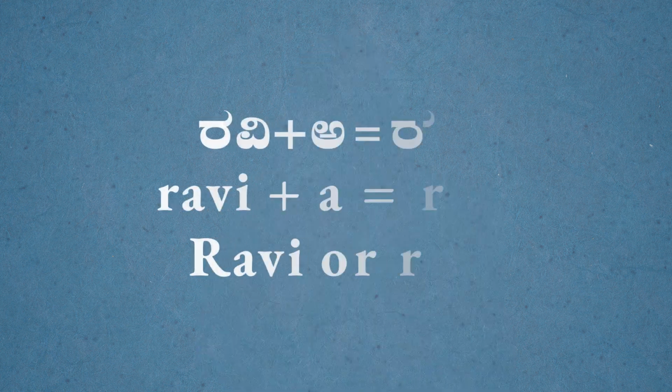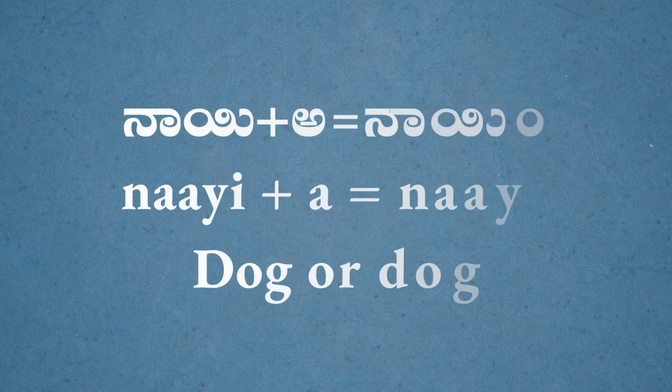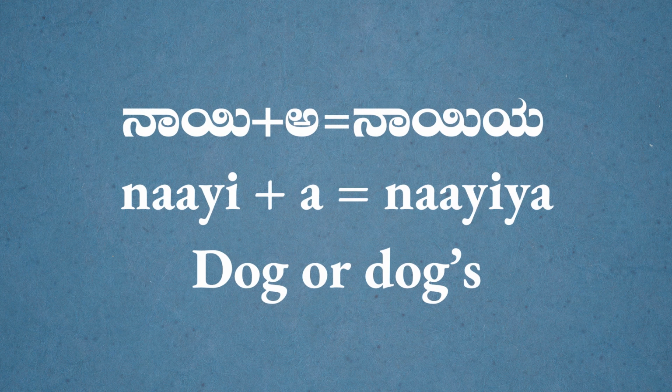Possessive marker with e or a ending nouns. Nouns ending with e or a, whether human or non-human, take ya as an increment. For example, Ravi plus a becomes Raviya, Ravi's. Nai plus a becomes Naiya, dog's.